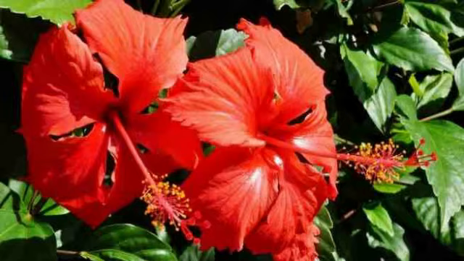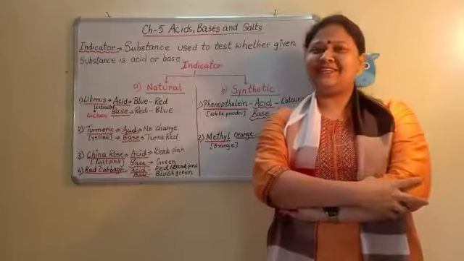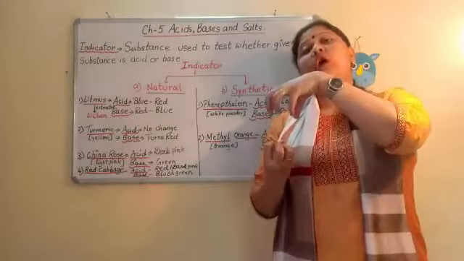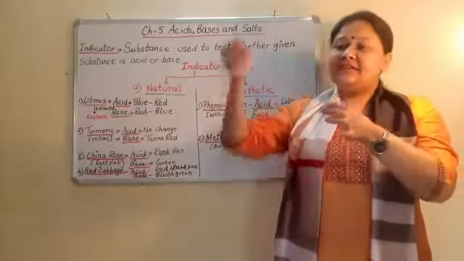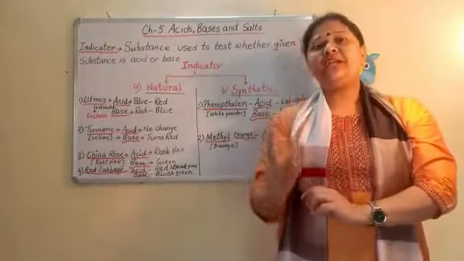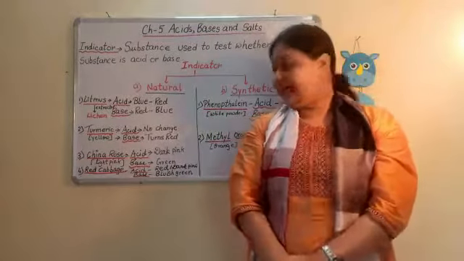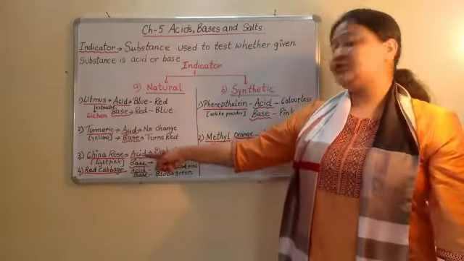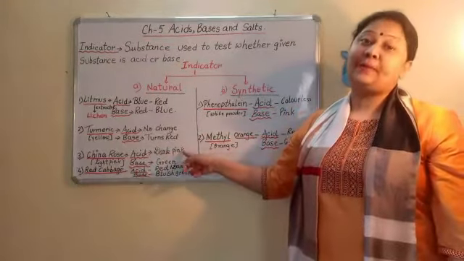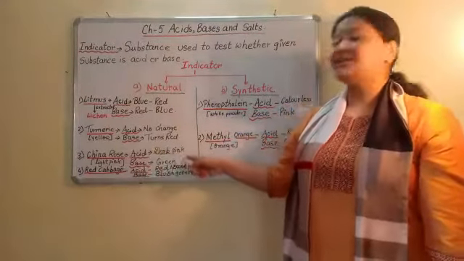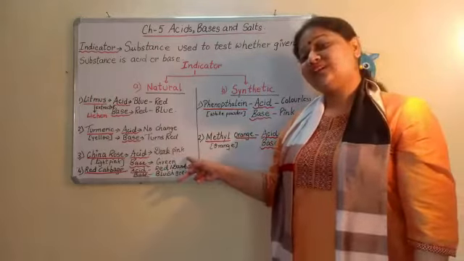Now coming to China rose. China rose is actually the hibiscus flower. So you must be wondering how we will use China rose as an indicator. We will take China rose, pour hot water over it, and then filter it. The filtrate, the liquid which we get, we will use as an indicator. When we pour that into an acidic solution, it will turn dark pink, that is magenta. But when we pour it into a basic solution, it will turn green. So this is also used as a natural indicator.